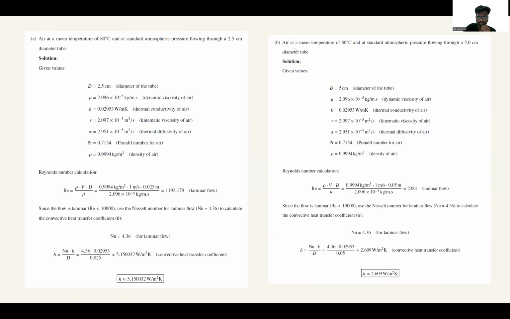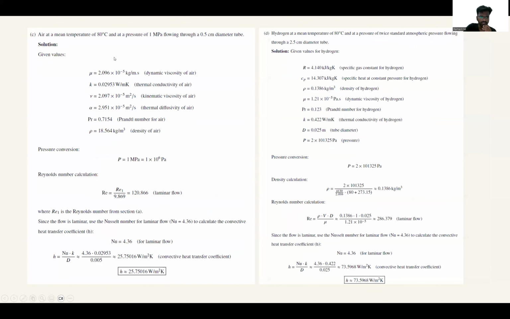For subsection B, the same problem is given, but the diameter of the tube is increased. So we can see a drop in heat transfer coefficient from 5 to 2 watts per meter square Kelvin. For section C, the air is at the same temperature, but the pressure is raised. By linking the Reynolds number from the previous subsection, we can calculate the new Reynolds number, and it is found to be 120, which is also below 10,000. For this, the heat transfer coefficient is calculated to be 25 watts per meter square Kelvin.